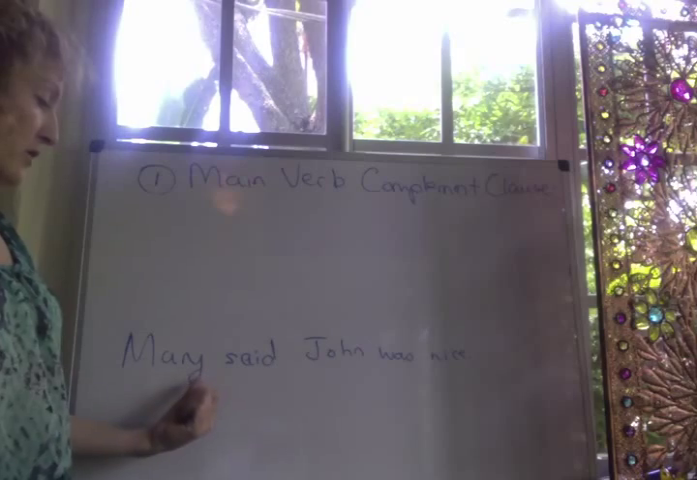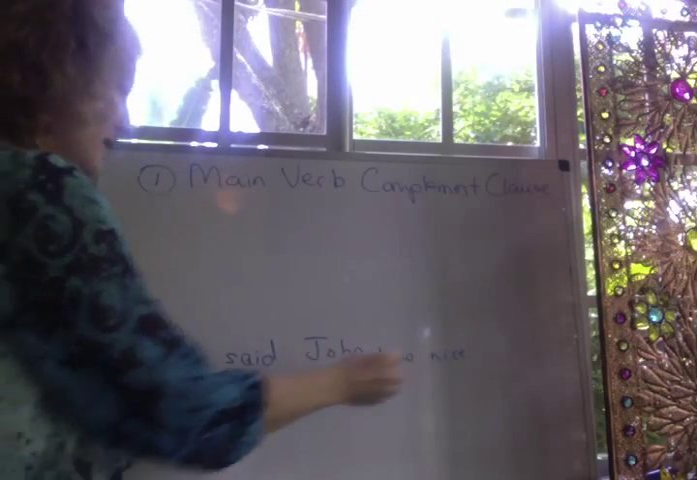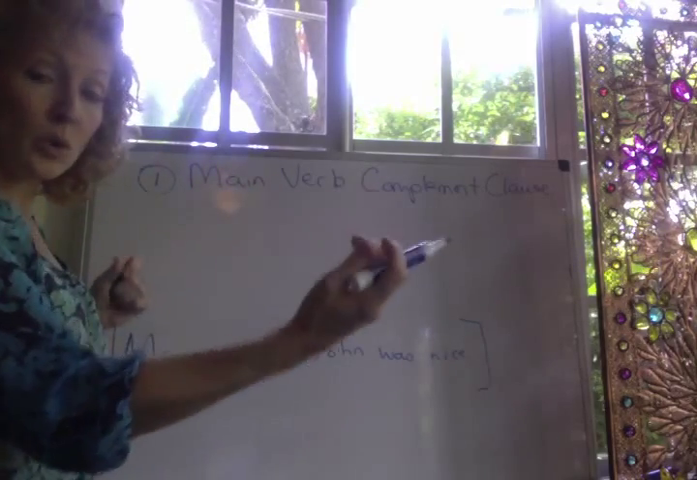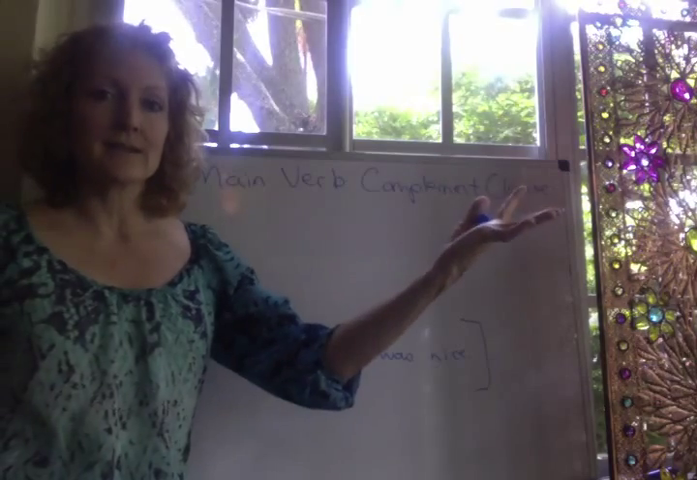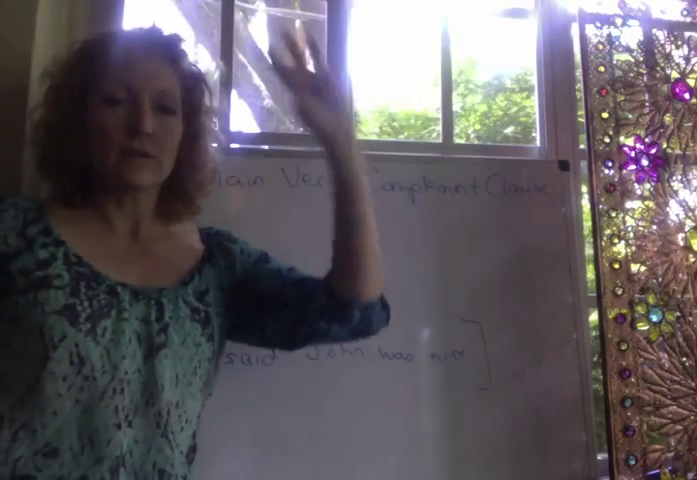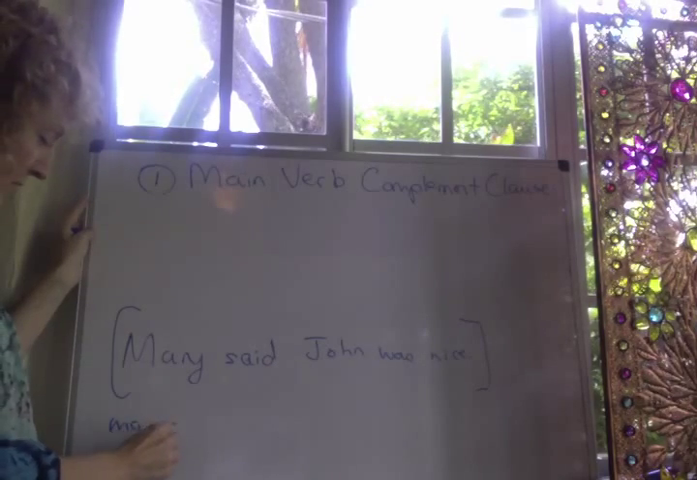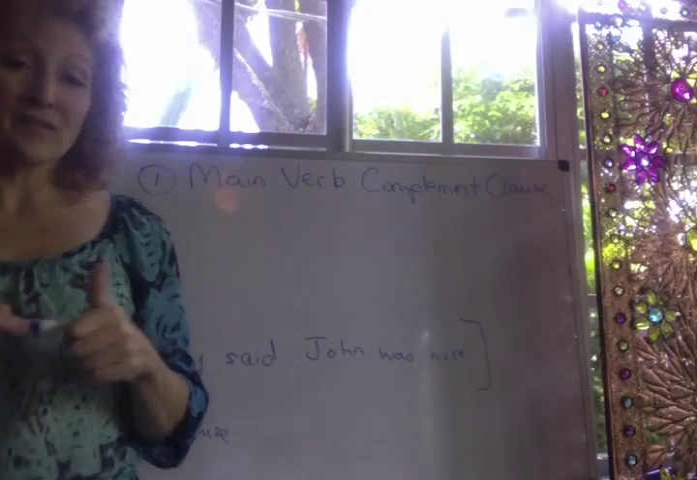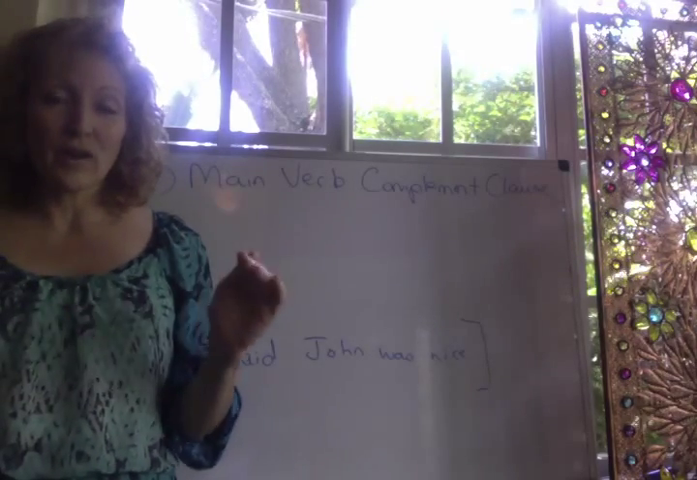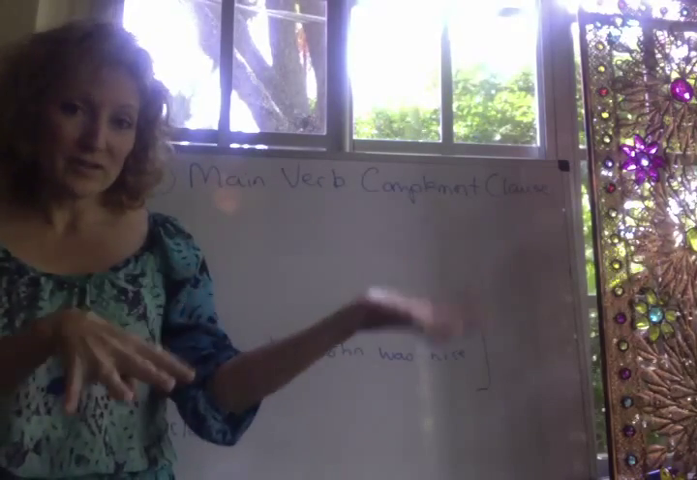So first thing we do in looking at this, Mary said John was nice, you want to identify the main clause, which of course is always the whole sentence. Think of it as being the largest sentence there. The sentence that includes everything else. So this is our main clause. And it's going to have the structure that we know we have for every single clause. In other words, noun phrase subject, verb phrase predicate.